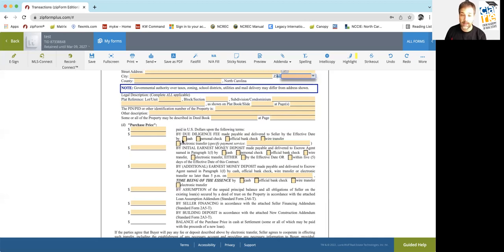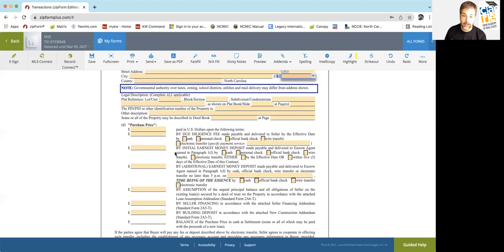If you have any questions about it, please make sure you get the question and answer due diligence brochure. You can find it on ncrec.gov, the Real Estate Commission's website, under publications. It's a great little thing to help explain due diligence and emphasize the importance of understanding that.